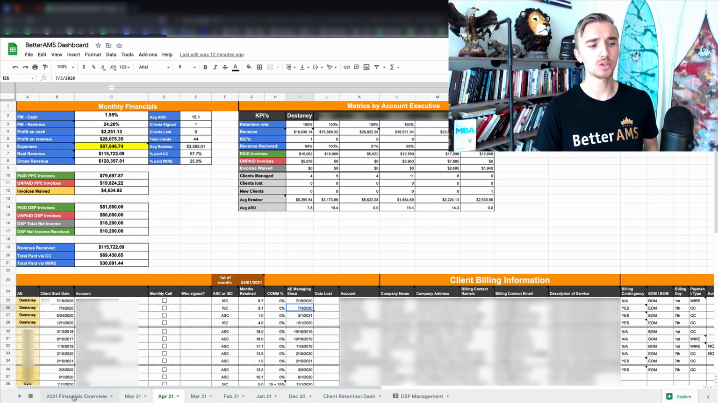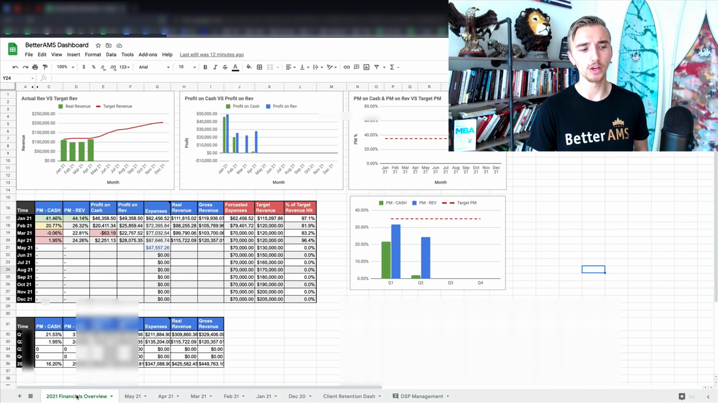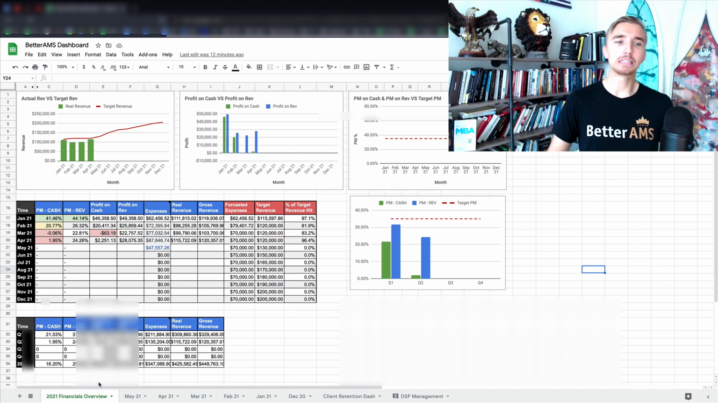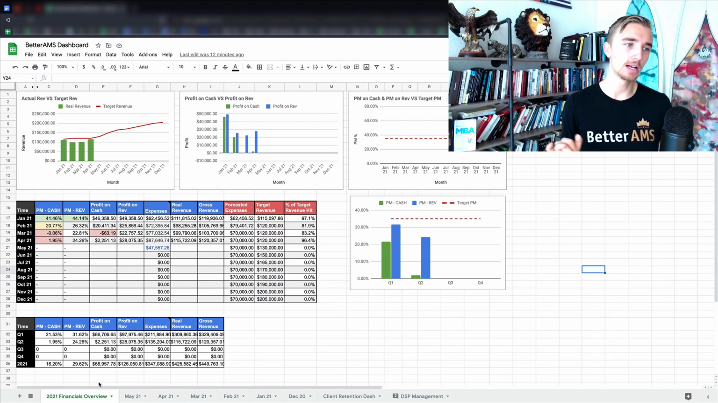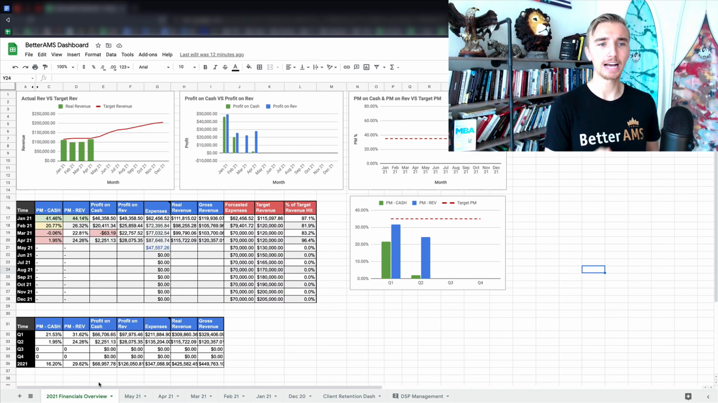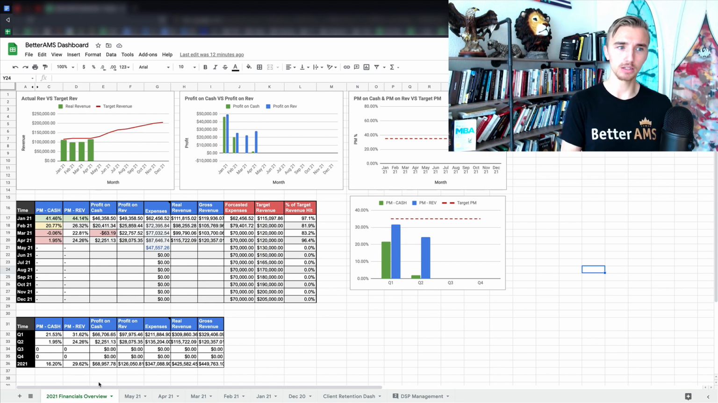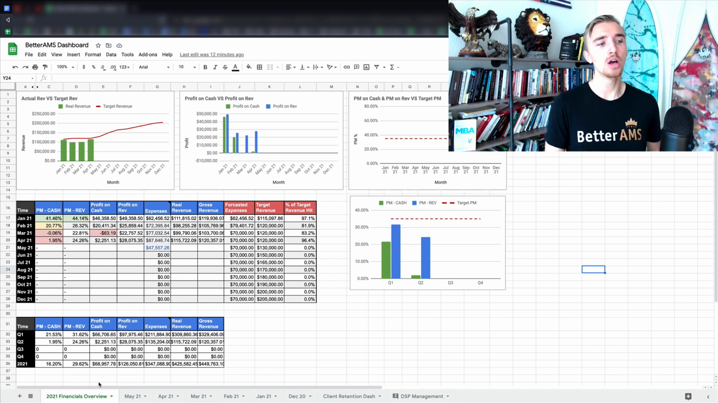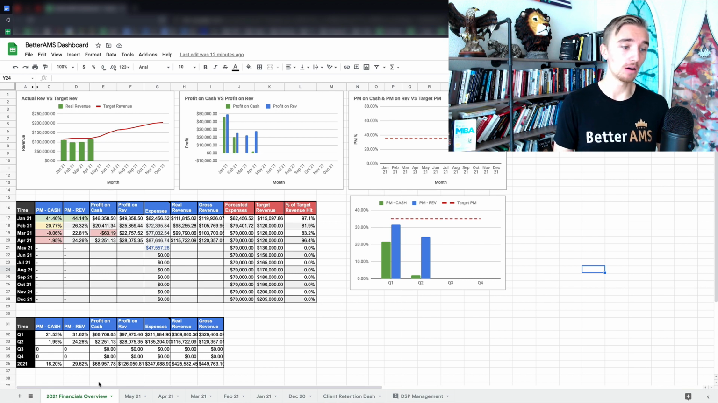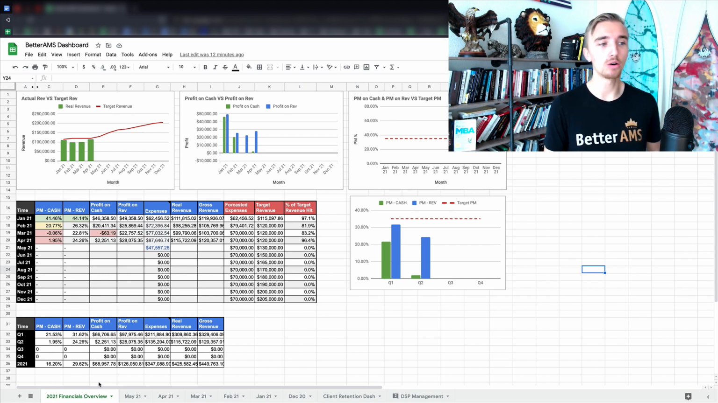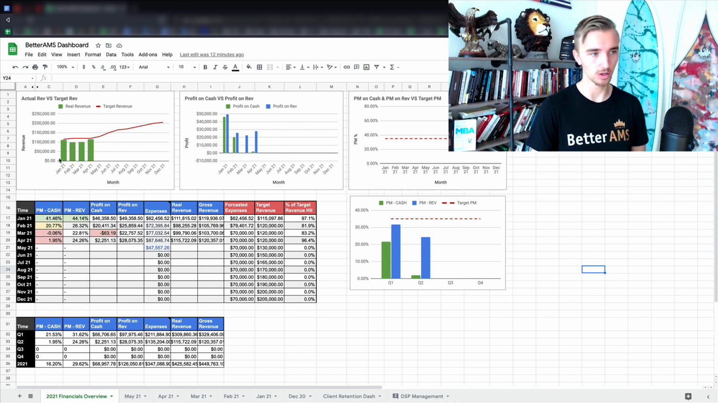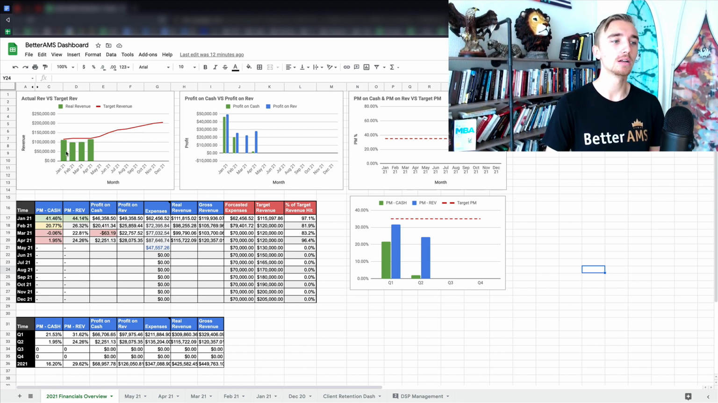Okay, now here's the 2021 financials overview. And this is where we get a little bit of graphs. And again, it's high level. It lacks a lot, which is why we're very excited to build the V2 of this dash. But yeah, this is basically our overall financials. We have a graph that shows us our actual revenue versus our target revenue. And this is basically just year to date.